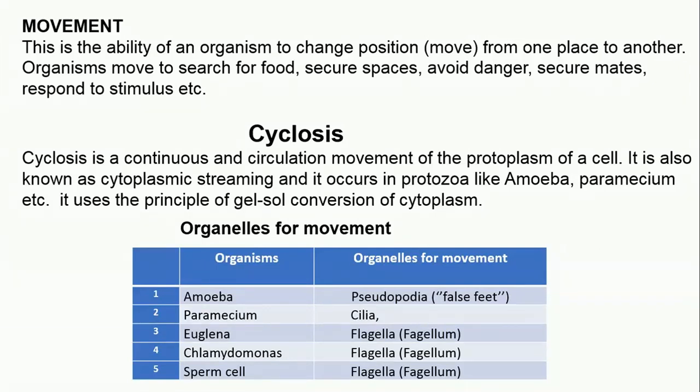Now, organelles for movement are those structures that help an organism to move. In amoeba, we have what we call the pseudopodia, also known as false feet. This pseudopodia is what they use for movement. In paramecium, we have what we call cilia. They use their cilia for movement. In euglena, they use what we call flagella, singular flagellum. In chlamydomonas, they use flagella as well. And in sperm cell, they also use their flagella. You, as a human being, use your legs.